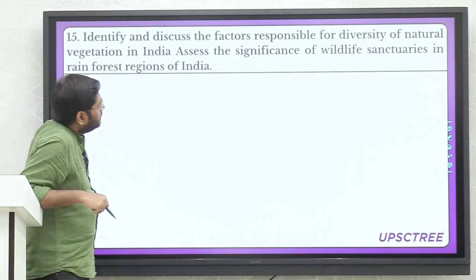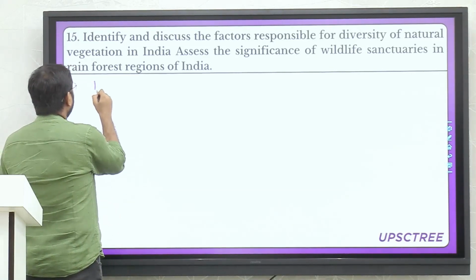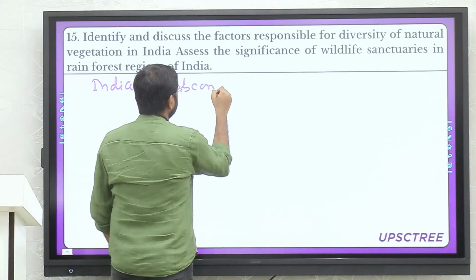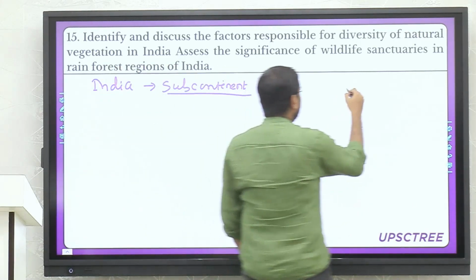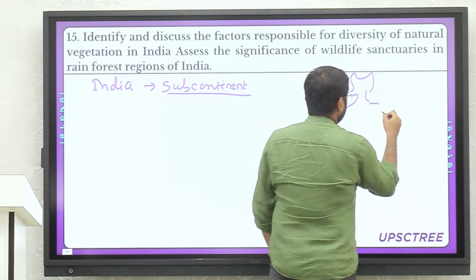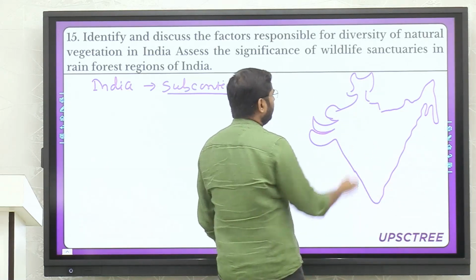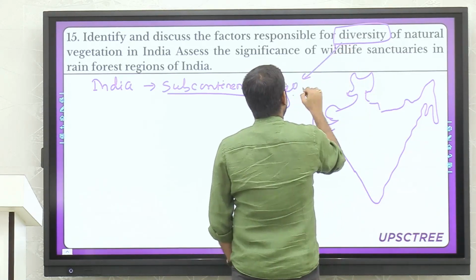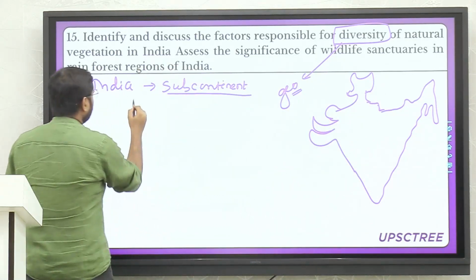Identify and discuss factors responsible for diversity of natural vegetation in India. See, if you look at India, India is called a subcontinent. Why? Because almost all kind of things we find over here. If you look at India, the diversity is because of what? The diversity is because of the geography. Okay, nothing else.